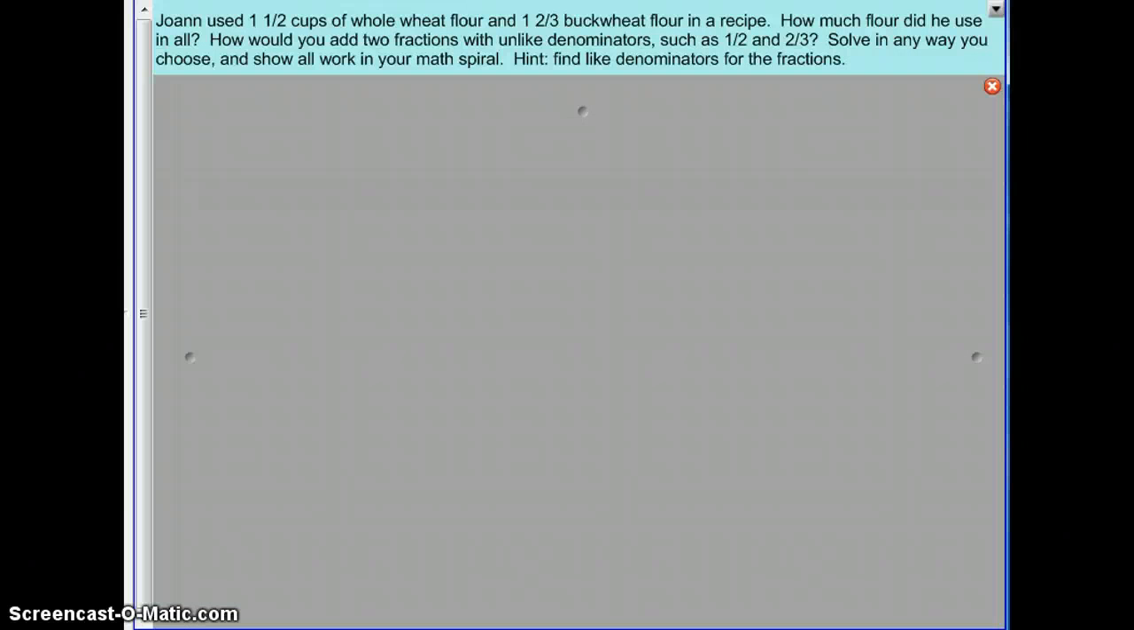Joanne used 1 1/2 cups of whole wheat flour and 1 2/3 cup buckwheat flour in a recipe. How much flour did she use in all? How would you add two fractions with unlike denominators such as 1/2 and 2/3? Solve in any way you choose and show all work in your math spiral. Hint, find like denominators for the fractions. Pause the video now to do so.